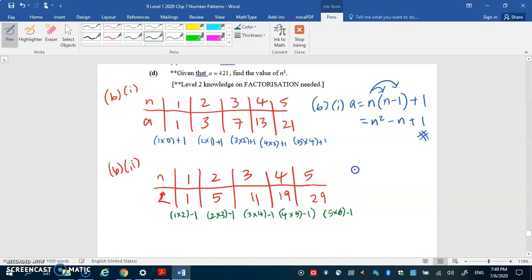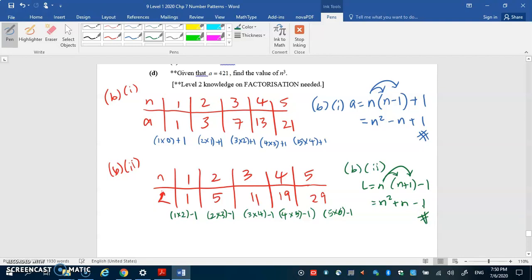Okay, so what is my nth term? I shouldn't use T, I should use L, because the question asked for L, right? So L equals n times n plus 1, the whole thing minus 1. Okay, so when I expand, I will have n squared plus n minus 1. And this is my answer for part B, part 2.